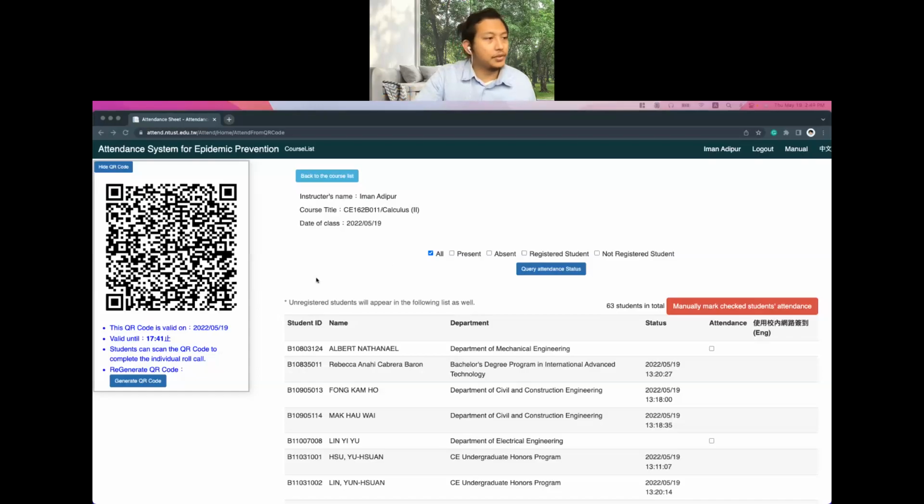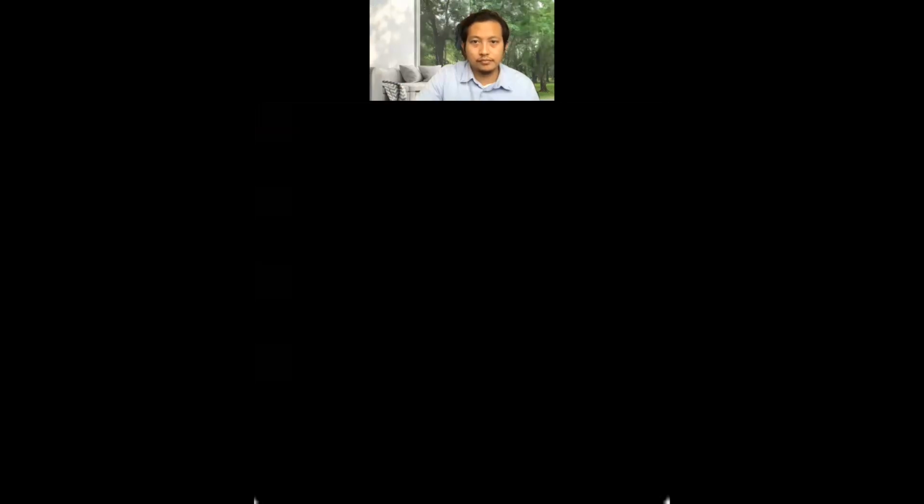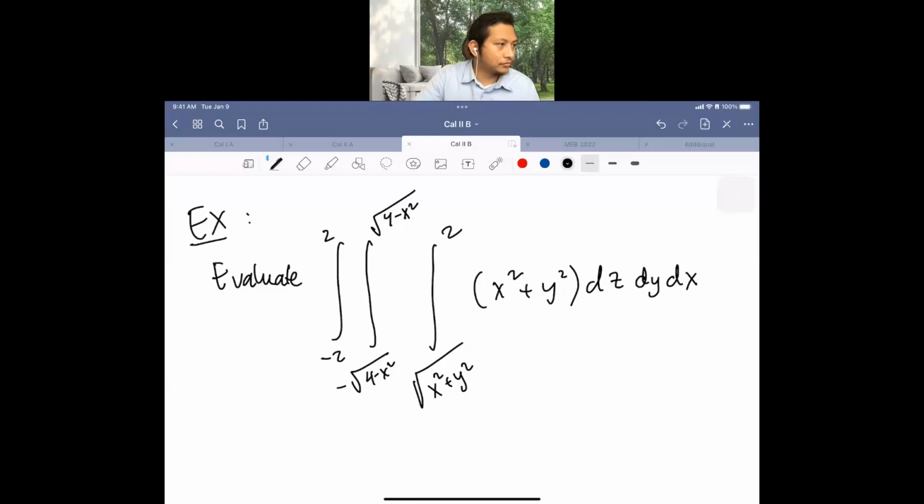Okay, I believe you'll have scanned the QR code. Stop the sharing and share the notes again. Okay, I think we can solve this.